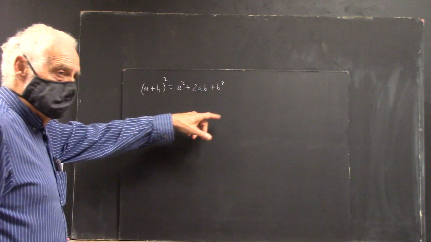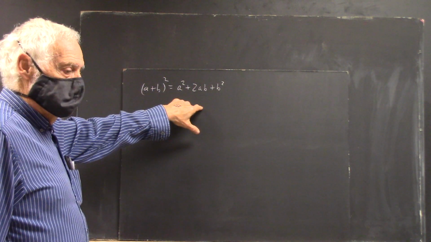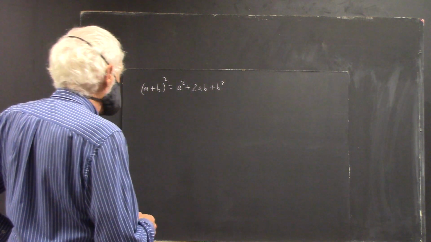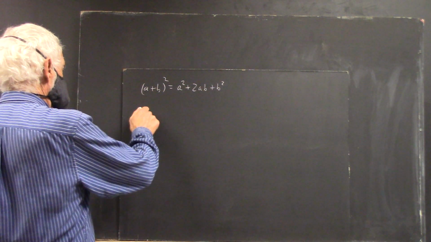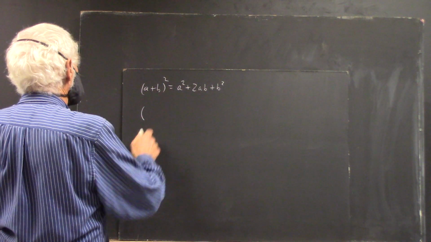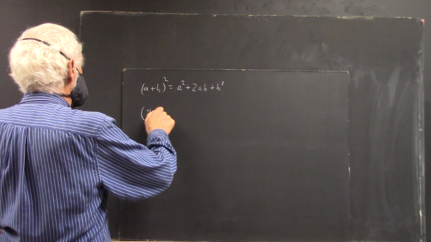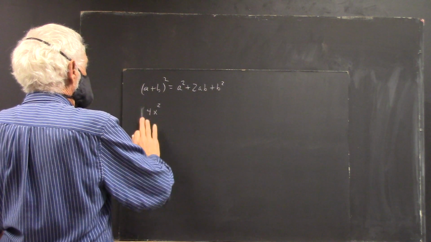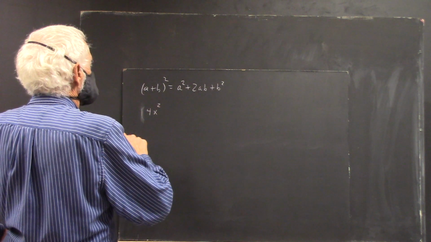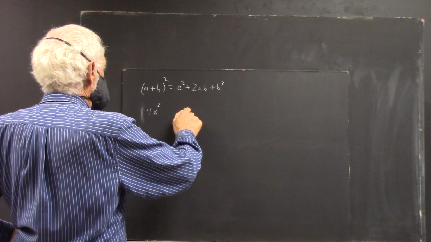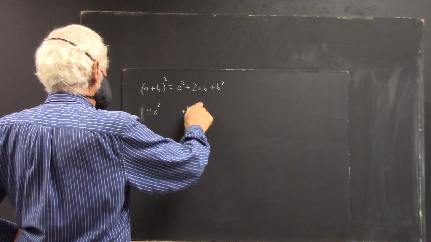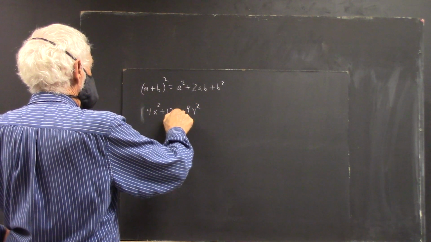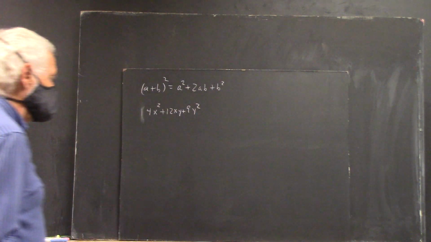Okay, this is easily seen by the distributive law. So, how can you use this to factor? Let's say you have the expression 4x squared plus 9y squared plus 12xy.